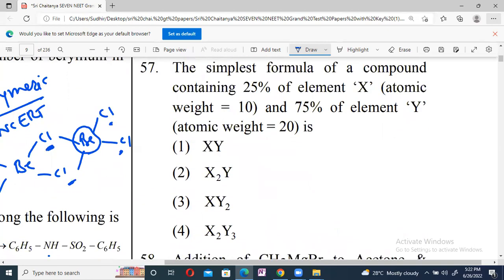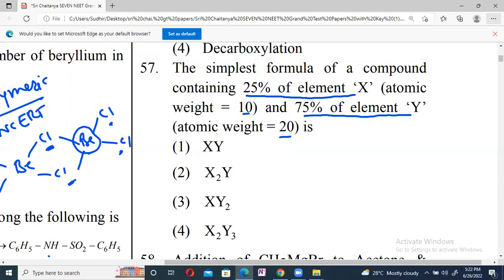Now question number 57. The simplest formula of a compound containing 25% of element X whose atomic weight is 10 and 75% of element Y whose atomic weight is 20. If it is this way, directly we can say 25% of X and 75% of Y. What is the simplest formula I will get? Can we do it this way?